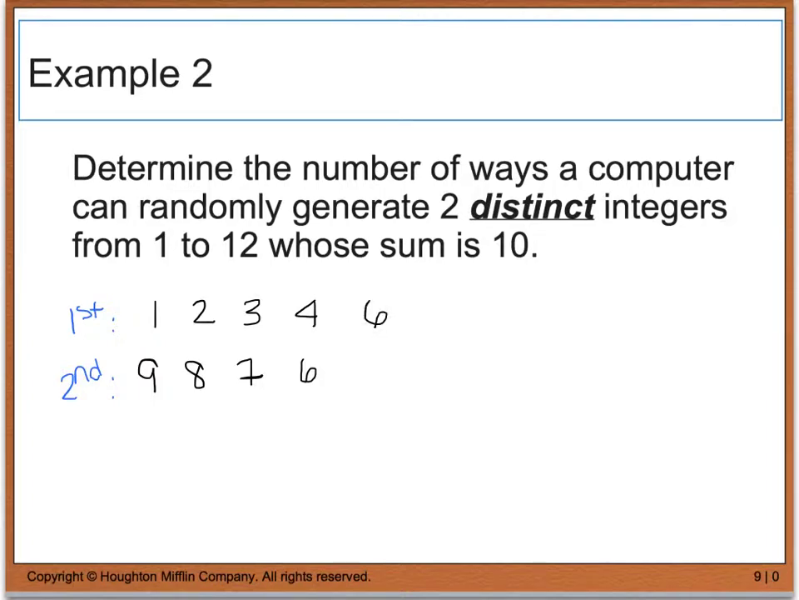So if I draw a number 6, then my second draw has to be a 4. If the first one is a 7, that means my second draw is a 3. If the first draw is an 8, the second draw is a 2. If the first draw is a 9, then the second draw must be a 1. And again, if I count, I see that I have 1, 2, 3, 4, 5, 6, 7, 8 distinct ways, or 8 integers from 1 to 12 whose sum is 10.